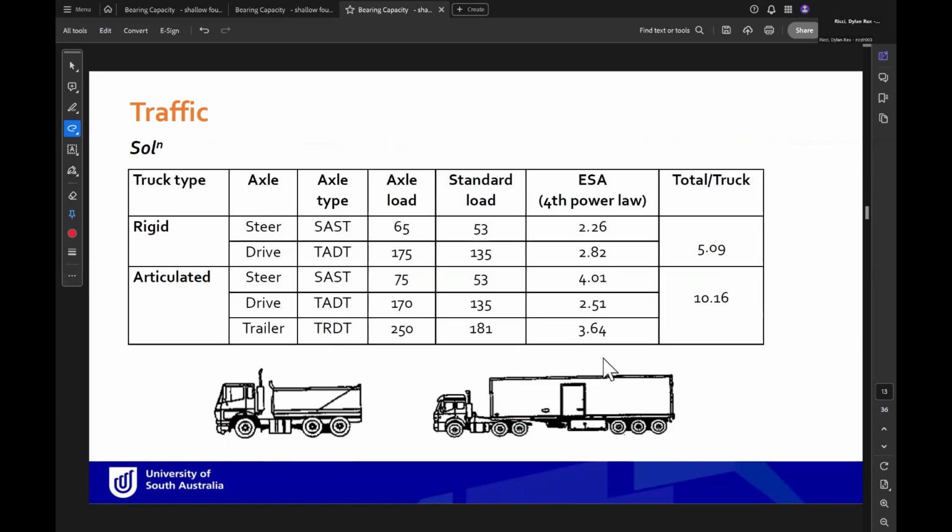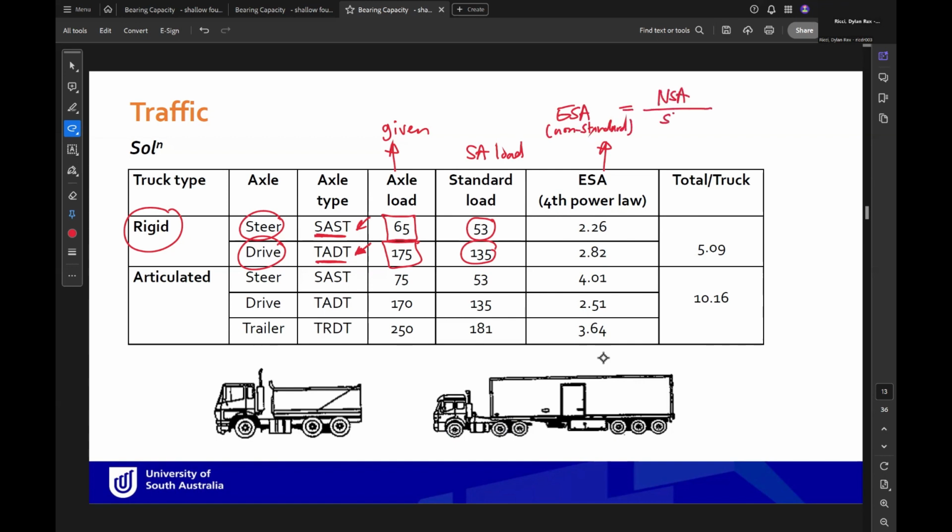So let's have a look at this solution. For the rigid truck, we have steer and drive. Steer is SAST and drive is TADT. The axle loads given for this truck are 65 and 175. The standard axle load is 53 for SAST and 135 for TADT. So how much is the estimated damage? ESA for non-standard load is the non-standard load over the standard load to the power 4. So this value is 65 over 53 to the power 4, and this one is 175 over 135 to the power 4. So this equals 2.26, and this equals 2.82.